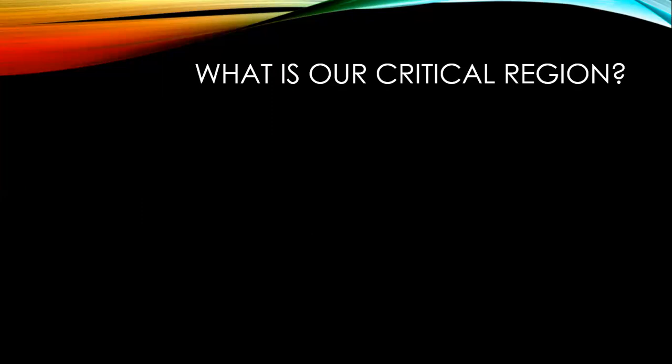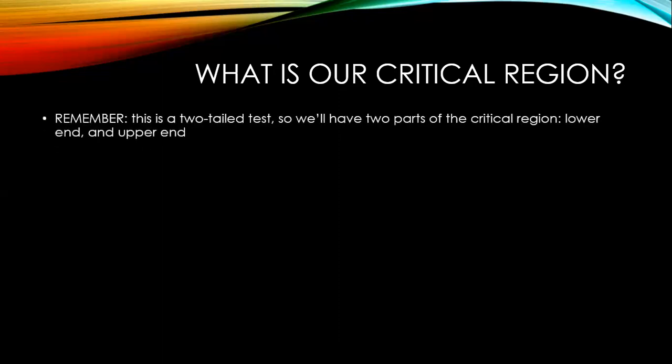I'm kind of repeating myself here, but I really want to make sure you understand this. Before, in the hypothesis test we randomly came up with, we chose the critical region and then calculated the significance level. This time we chose the significance level, so now we can calculate the critical region. Remember, this is a two-tailed test, so we have two parts to our critical region: the lower end and the upper end.